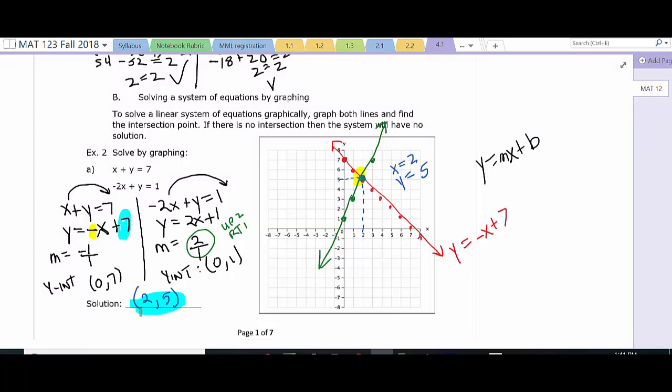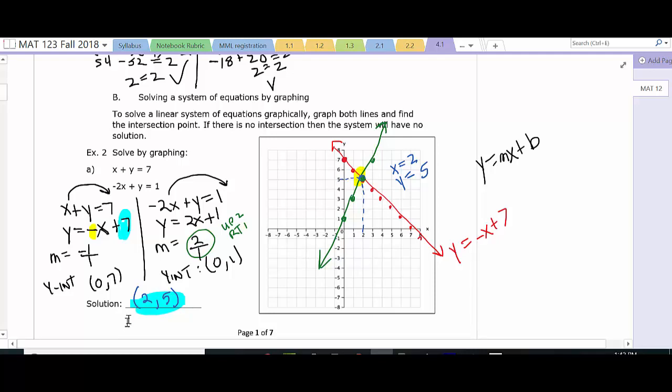Now, I want to show you how you can tell you're right, and this is super important. All you have to do is plug it into both equations. You can do this in your head. 2 plus 5 is 7, right? In your head, that checks. Do the next one. Negative 2 times 2 is negative 4. Negative 4 plus 5 is 1. So it doesn't take very long to tell that you're right. It should work in both equations. The only possible answer to that problem is (2, 5), because that's the only place they intersect.